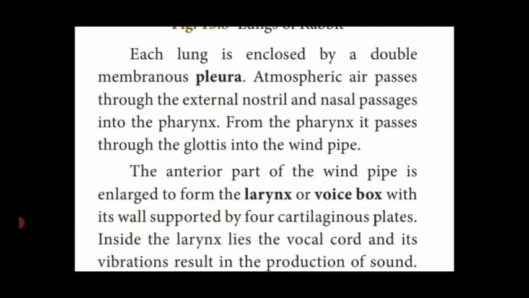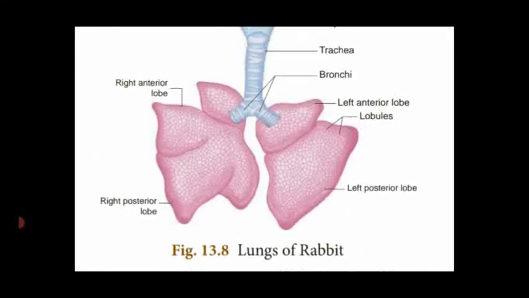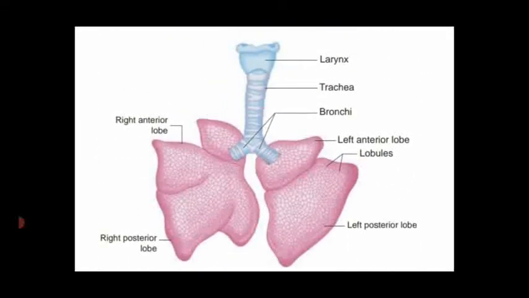Each lung is enclosed by a double-walled membrane called the pleura. Dear students, this is the lung, which is covered by an outer protective layer or membrane called the pleura.